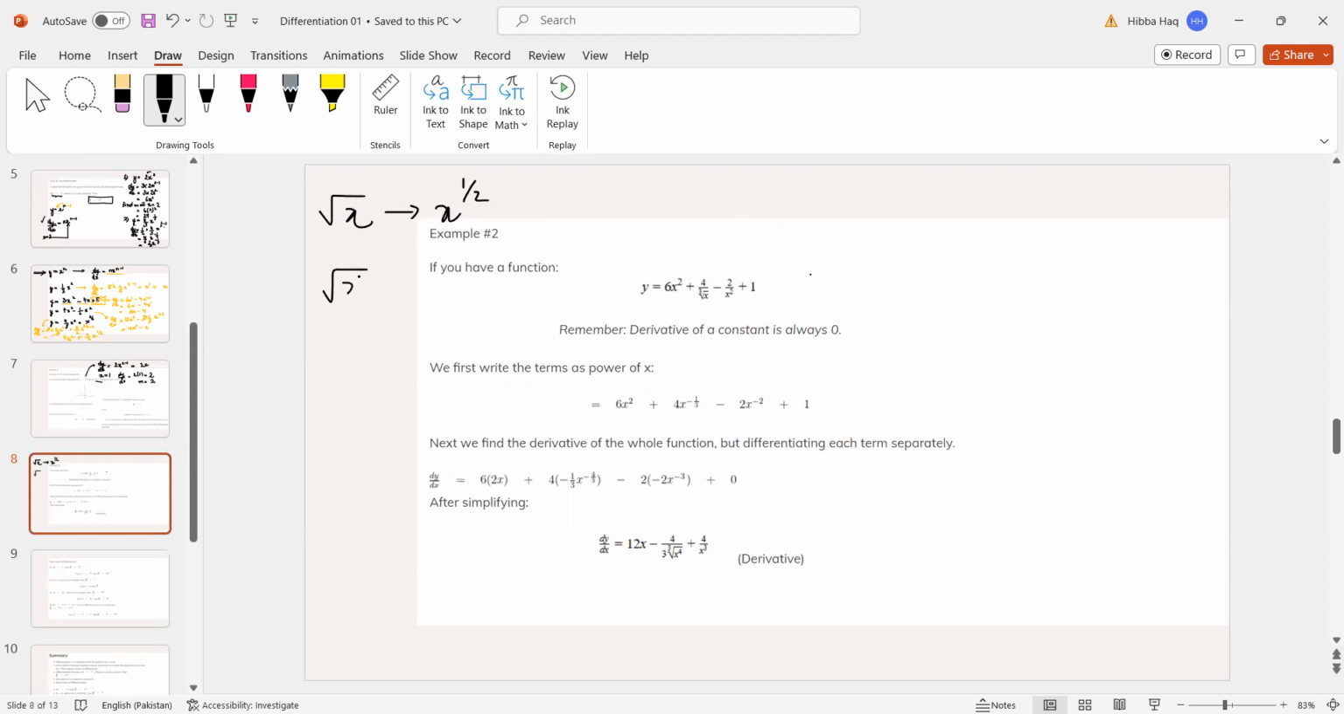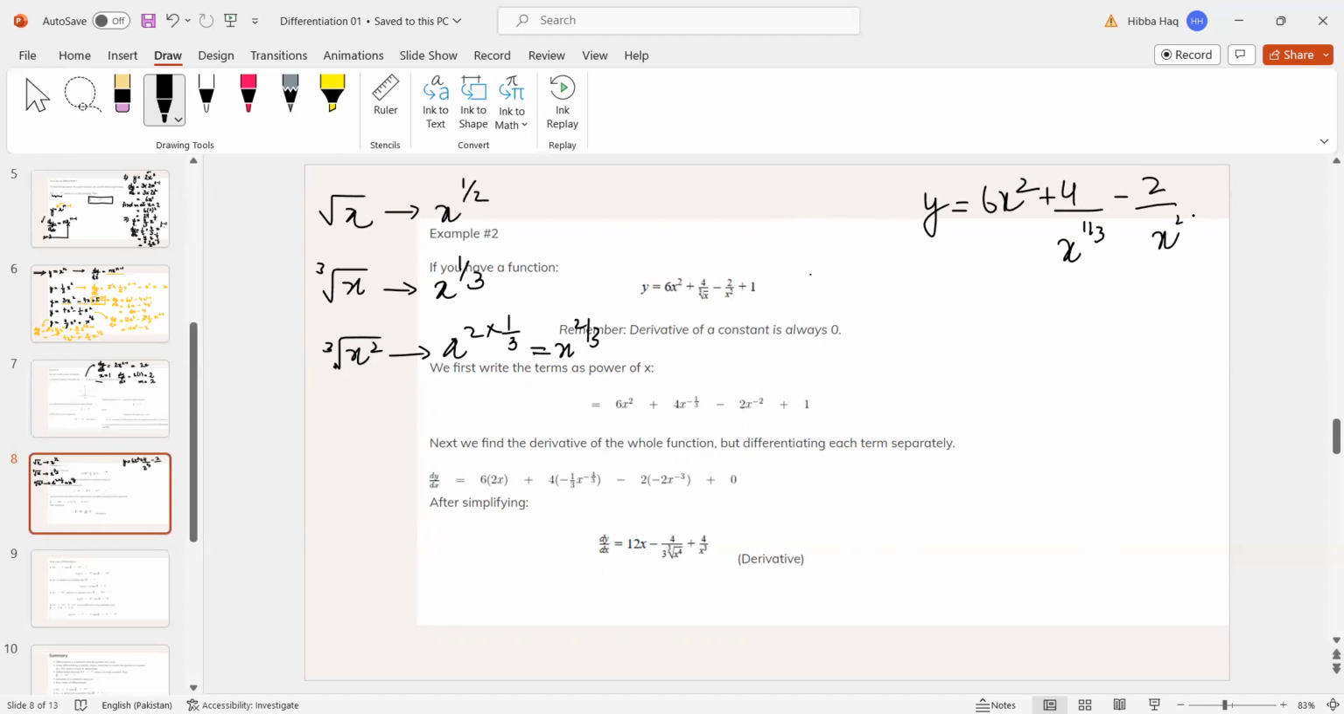A cube root x basically means x to the power of 1 upon 3. Likewise, if you have something like x squared under cube root, then you have x squared multiplied with 1 upon 3, which is going to give you x^(2 upon 3). So these are just a few rules that you need to know when we're doing this question. So I'm going to take the denominators up in the numerator, and I'm going to be left with y is equal to 6x squared plus 4 upon, now let's first convert this into a fraction, x raised to the power of 1 upon 3 minus 2 upon x squared plus 1.